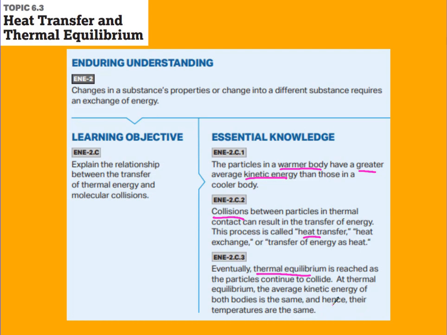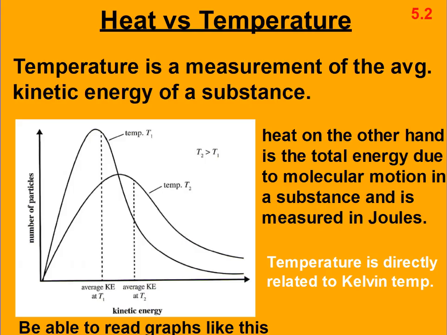Particles always move or transfer energy from warmer bodies to cooler bodies until they're both at the same temperature, which again is thermal equilibrium. Temperature is a measure of the average kinetic energy of a substance, while heat is the total energy due to molecular motion in a substance and is measured in joules. So temperature is degrees Celsius and heat is going to be joules or kilojoules.